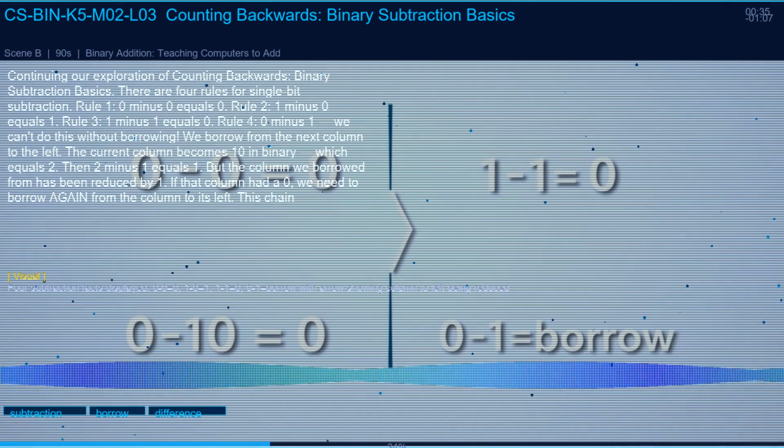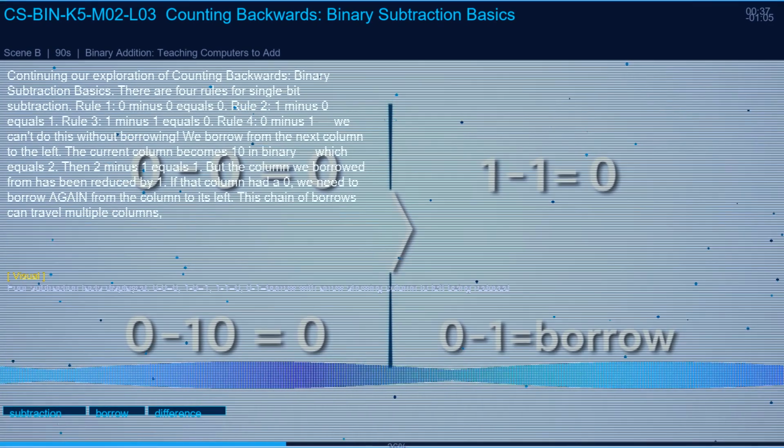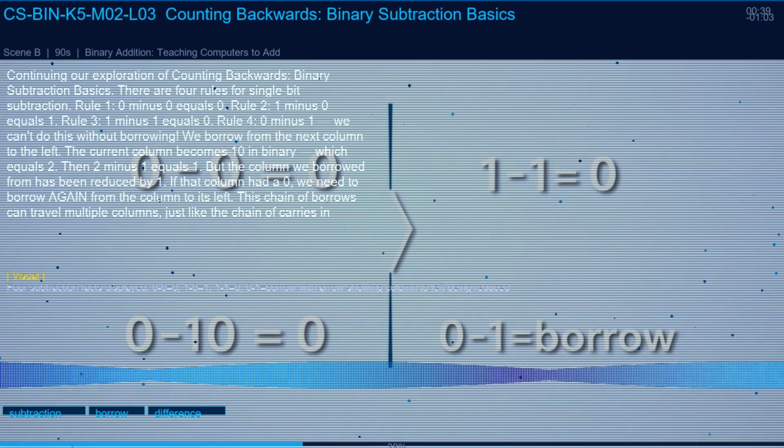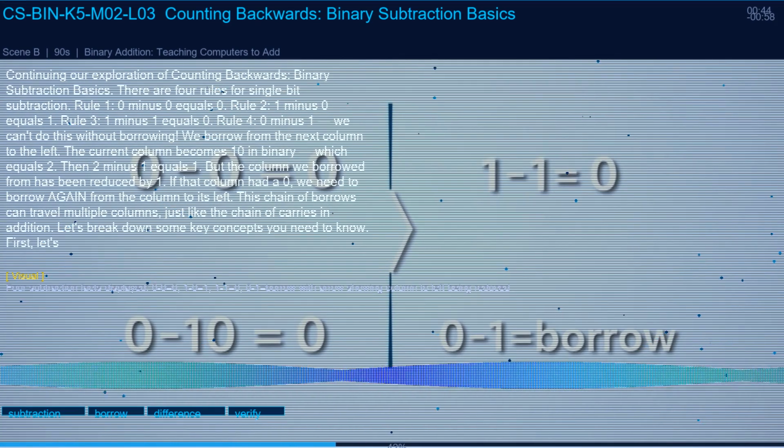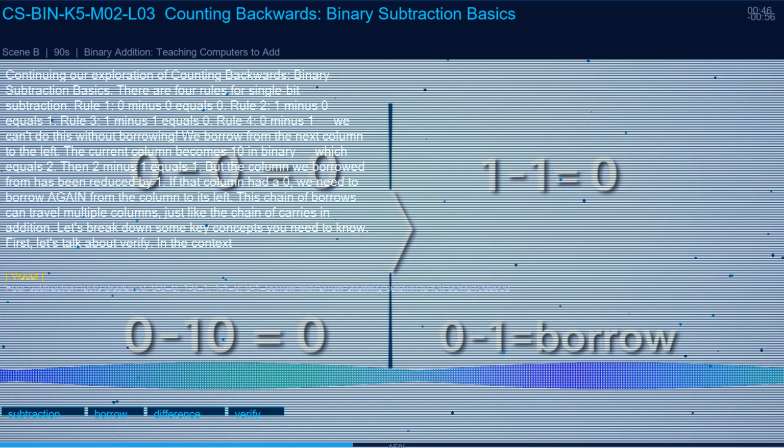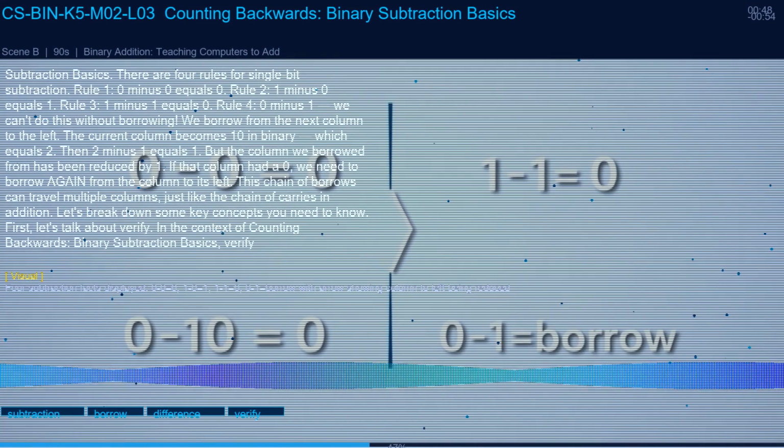But the column we borrowed from has been reduced by 1. If that column had a 0, we need to borrow again from the column to its left. This chain of borrows can travel multiple columns, just like the chain of carries in addition.